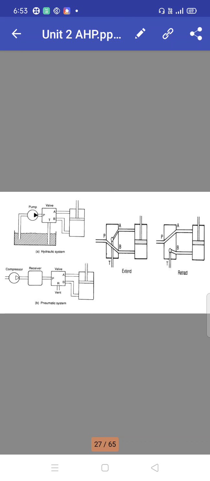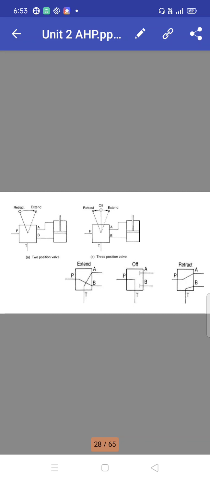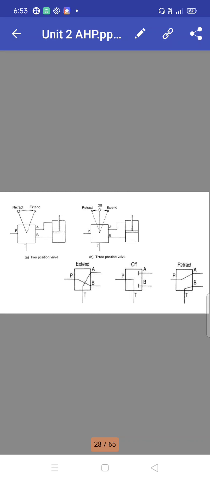So these are the diagrams. The first one is the hydraulic system, the second one the pneumatic system, and the next diagram shows the extension of the system, then one for retardation. This is the 2 position valve, and the second one is the 3 position valve. These are the circuit diagrams for hydraulic circuits.